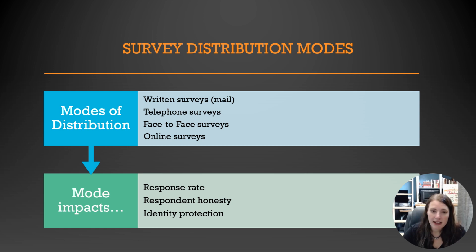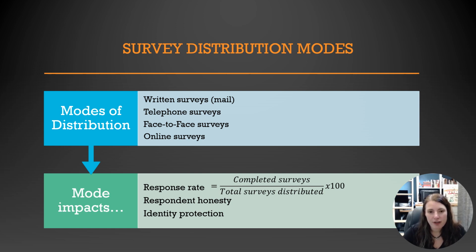The response rate is the ratio of completed surveys to all surveys distributed. To calculate the response rate, you take the number of surveys that were completed and returned to the researcher and divide by the total number of surveys distributed. Then you multiply that number by 100 to get a percent. That percentage represents the percentage of surveys that were completed and returned.